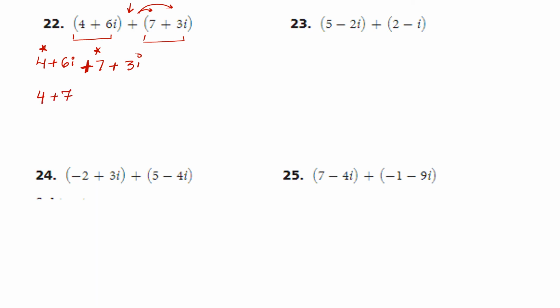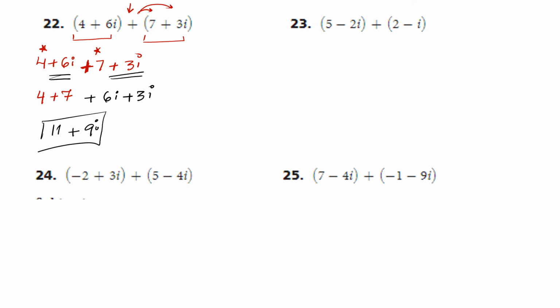Now write the imaginary part. Now the imaginary part is plus 6i and plus 3i. Just write them together, plus 6i plus 3i. Add them, 4 plus 7 will give us 11. Plus 6i plus 3i gives us 9i.